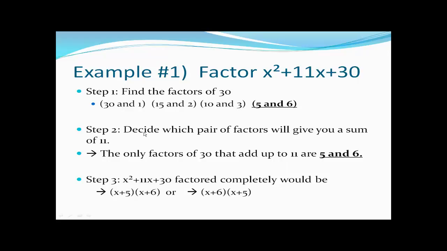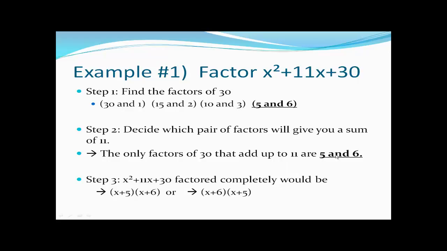Step 2 is decide which pair of factors will give you a sum of 11. And I hope that you see that 5 and 6 are the only two that add up to 11 in the middle. They all multiply to give you 30, but 30 plus 1 gives you 31, which is not 11. 15 plus 2 gives you 17, which is not 11. 10 plus 3 gives you 13, which is also not 11, but 5 and 6 multiply to give you 30, but also add to give you 11.